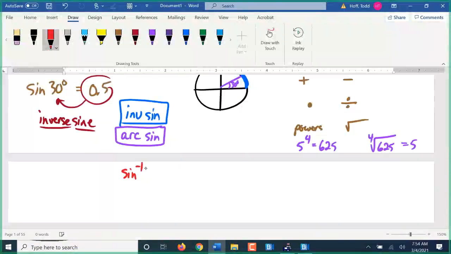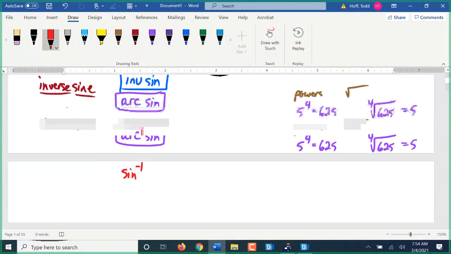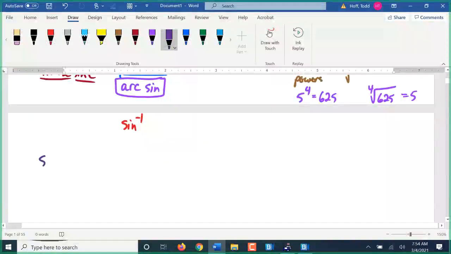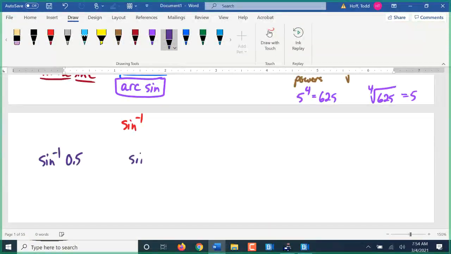is sine with a little -1. Now be careful, that -1 is not a reciprocal in this case. It does stand for inverse. There is a huge difference between sine -1 of 0.5 and sine of 30 to the -1.